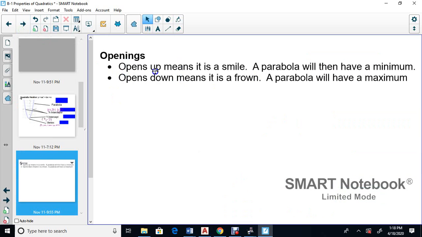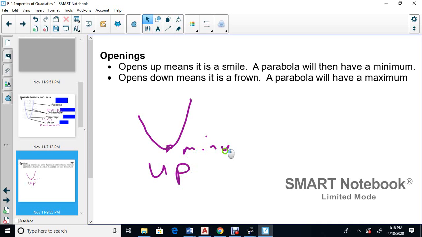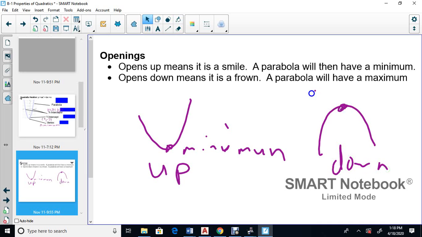Openings. Opens up means a smile. So this is like opens up means a smile. Parabola will have a minimum. So it'll have the smallest point, will have a minimum. If it opens down, a frown, okay, it'll have a maximum, and it's shaped as a frown. So this is down, and that's a maximum on the top. That little dot there is the highest. The vertex is a maximum.